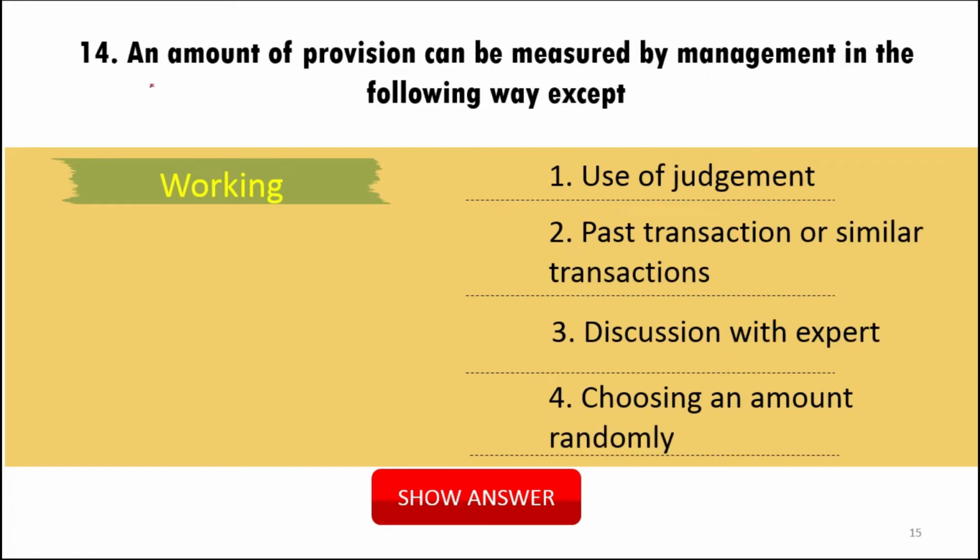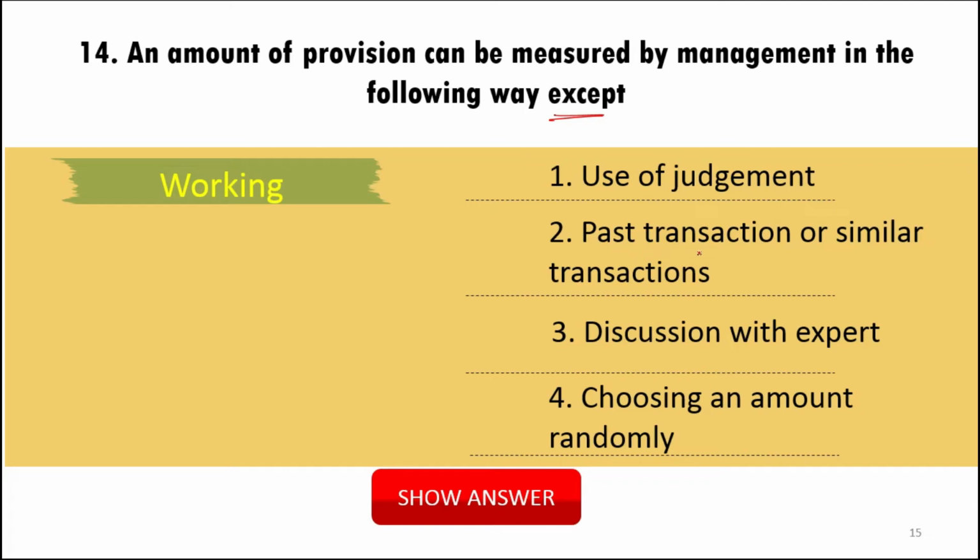Question number 14. An amount of provision can be measured by management in the following way except. So there are 4 options, and one of them is not a way of measuring the amount of provision. So you have to find that. Except means leaving that. Use of judgment, yes, the management of a company can use judgment to decide the amount of provision. It is okay, no problem with this, it is not an exception.